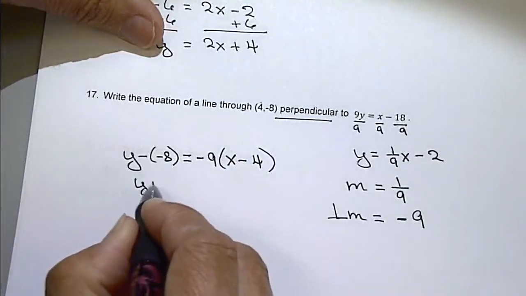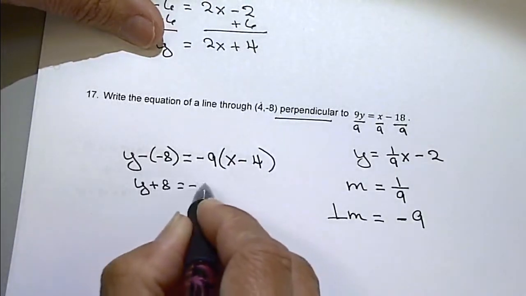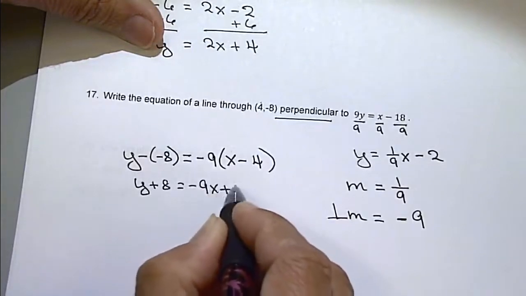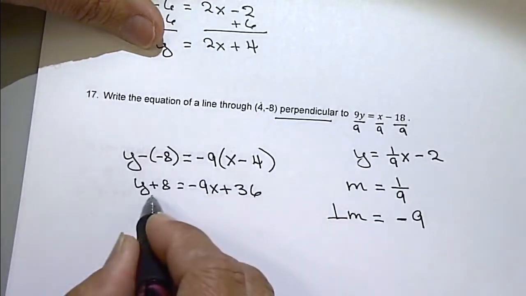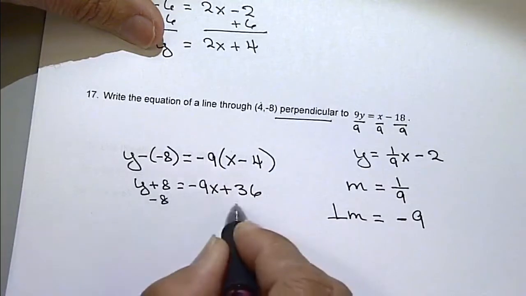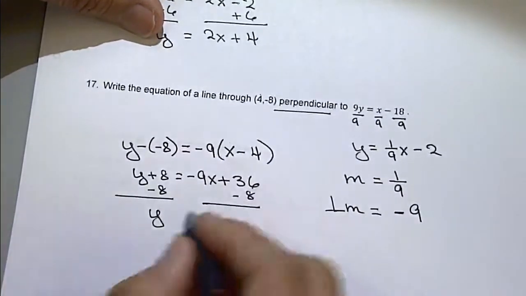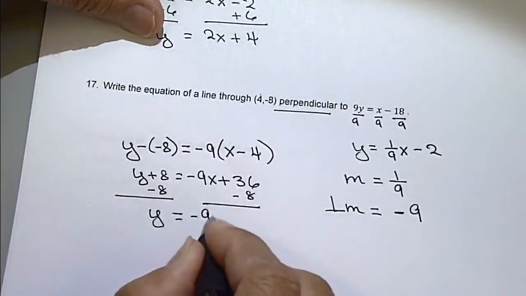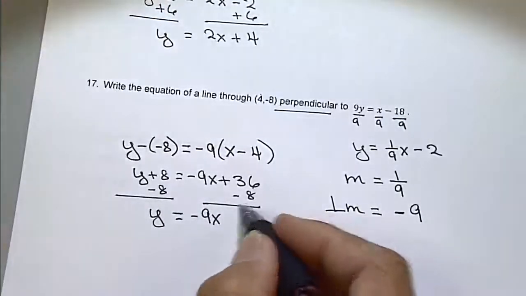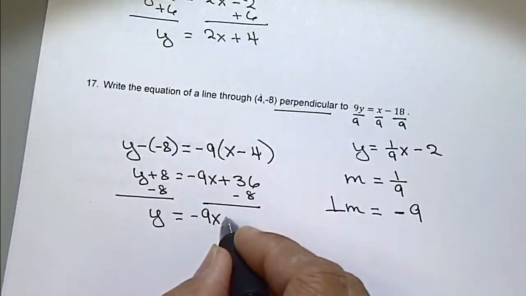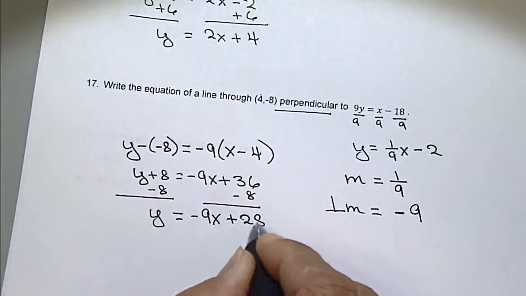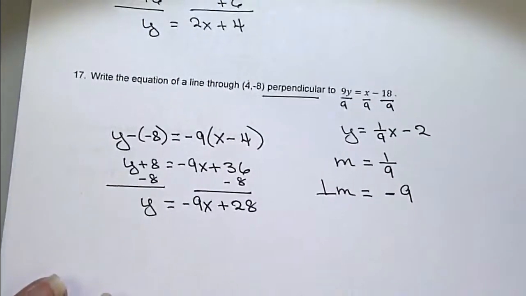It's simply y plus 8 is equal to negative 9x plus 36. Let's isolate the y by subtracting 8 from both sides. And I have y is equal to negative 9x. Okay, so what's 36 minus 8? I think that would be 28. There's my equation.